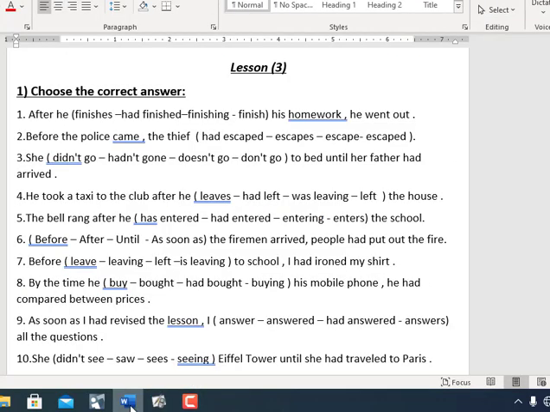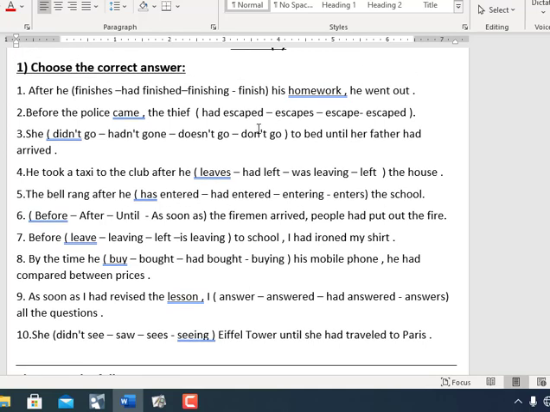Now let's answer some questions. Lesson 3. Choose the correct answer. After, we put the first action, so past perfect. Before the police came: before, so the other part of the sentence is past perfect. She stayed in bed until: here we have until, so before until we put past simple in the negative, didn't go. He took a taxi after: put the first action, had left. The bell rang after: the first action, had entered.